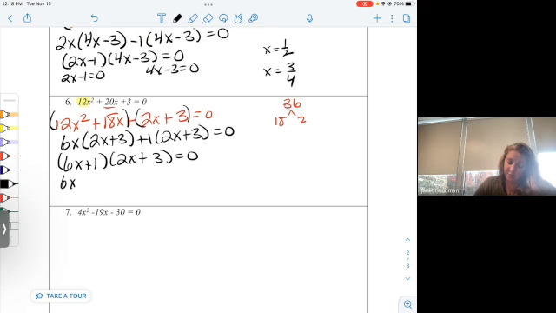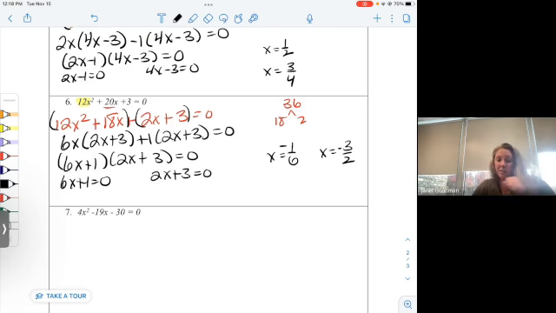So we have 6x plus 1 is equal to 0, or 2x plus 3 is equal to 0. So our x values are -1/6 or -3/2.